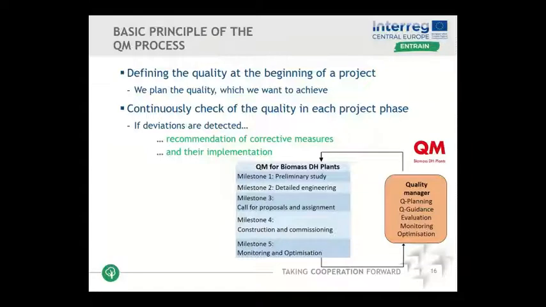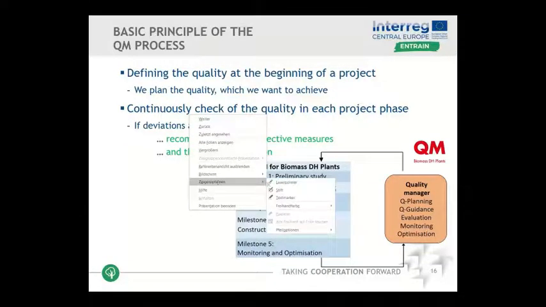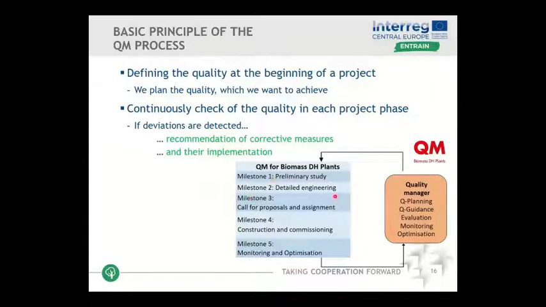The QM process is shown here. I hope you can see my cursor. You saw the basic process before. Here, this is another way of showing it. We have 5 milestones, starting from a very early project phase, preliminary study, until the monitoring optimization. This means the plant is in operation already.